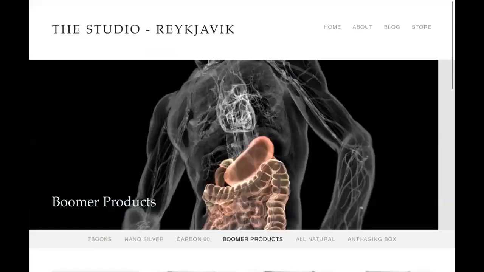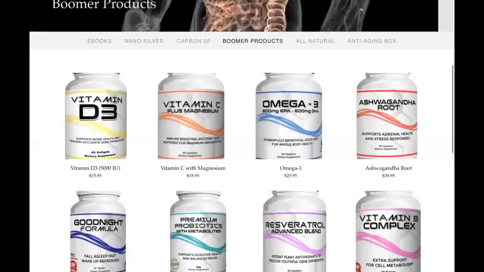For the Boomer products, I have D3 that is very good at being able to apoptose cells. It's also a cofactor for gene expression. So it's a very important supplement. On top of that, it helps with the absorption of calcium.